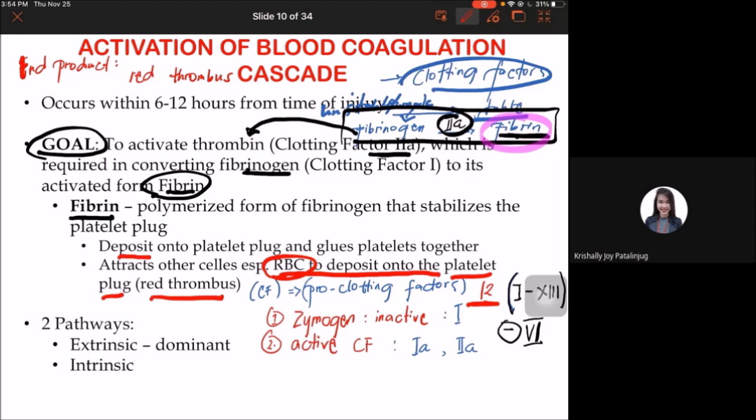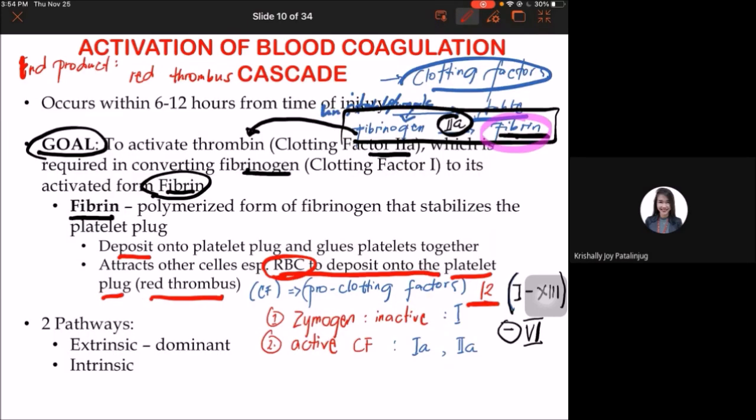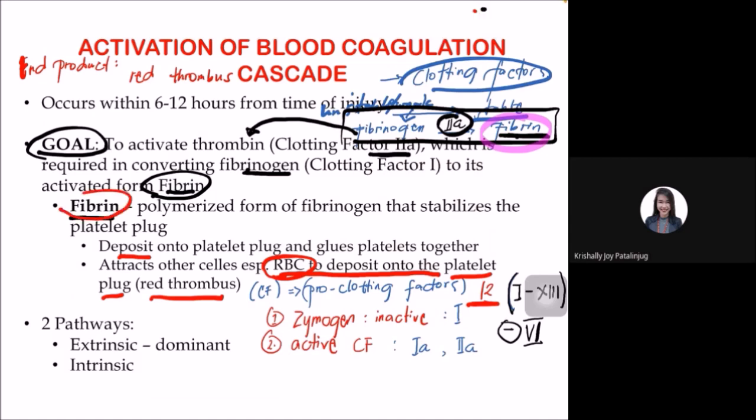Okay, nakukulayan na ba yung clot? Kasi nga, isang effect ng fibrin is attracting other cells. Example, red blood cell to deposit. Okay, unlike sa platelet plug alone, sa first event, di ba kulay white? Sabi dito, white thrombus. Okay, kasi wala pang RBC dyan na na-attract. Di ba puro platelet lang nandyan? Isa ito yung characteristic ni fibrin. Okay, so yan yung action niya, effect ng fibrin. And that would really stabilize the clot. And also that will make the clot color red.